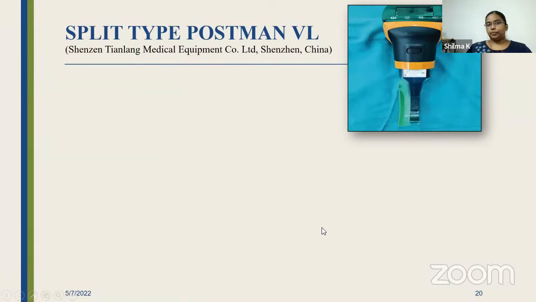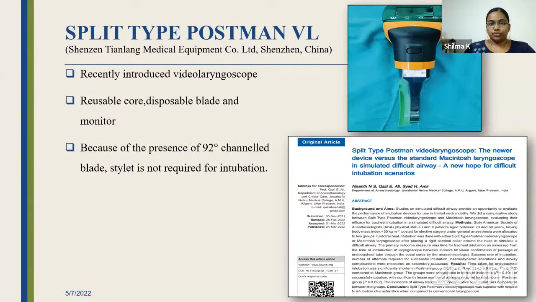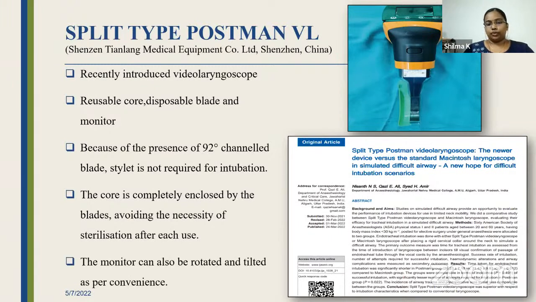Next is the split-type Ostmond video laryngoscope. It's a recently introduced video laryngoscope. It contains a reusable core, a disposable blade, and a monitor. Because of the presence of a 92-degree channeled blade, a stylet is still not required for intubation. And the core is completely enclosed by the blades, avoiding the necessity of sterilization after each use. And the monitor can also be rotated and tilted as per our convenience.